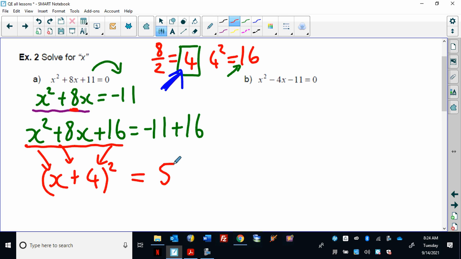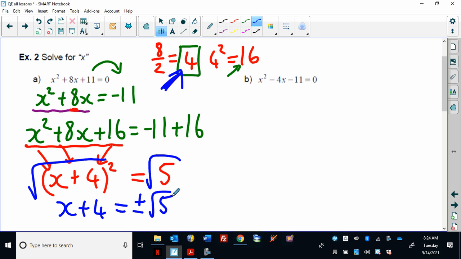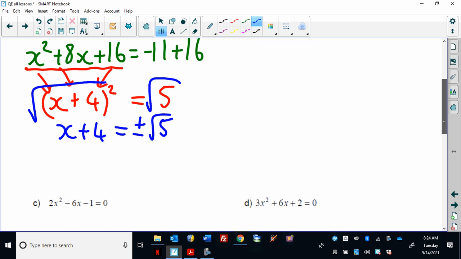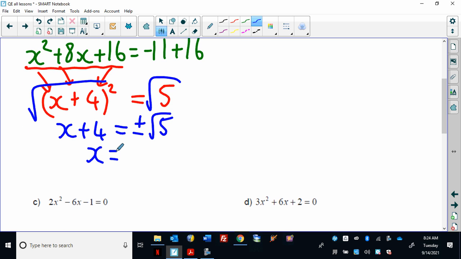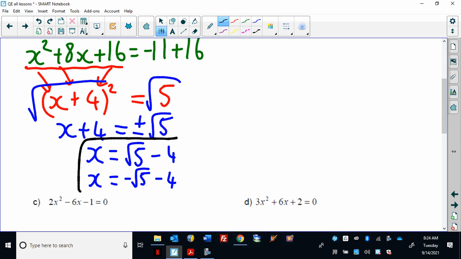And from this point, it's very similar to the examples that we've just done. Take the square root of both sides: x plus 4 equals plus or minus root 5, and then move the 4 to the other side. x equals, and we'll just write the solutions right away since we've practiced this a bit, positive root 5 minus 4, and x equals negative root 5 minus 4. Those are our solutions.